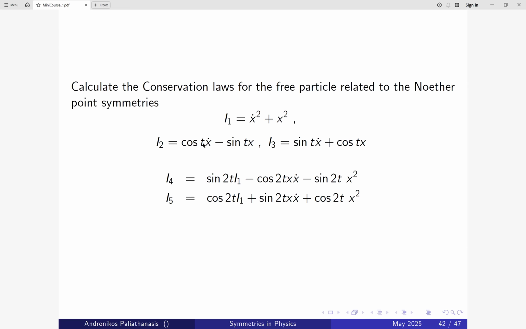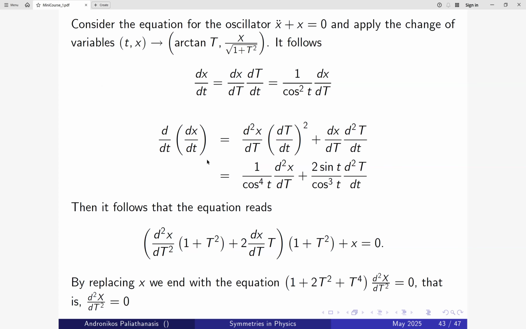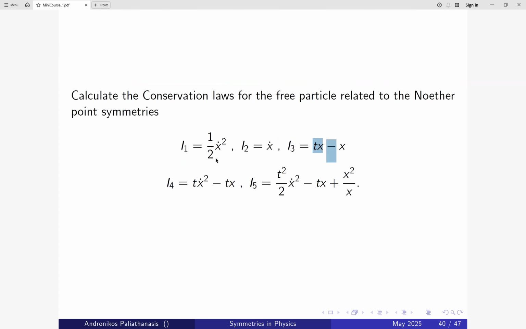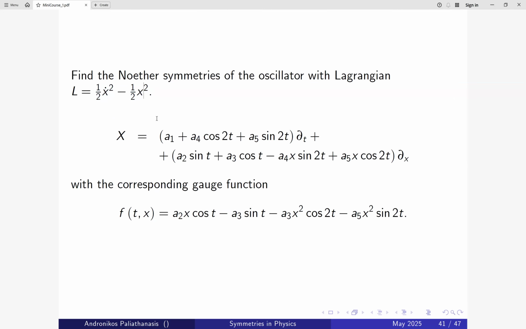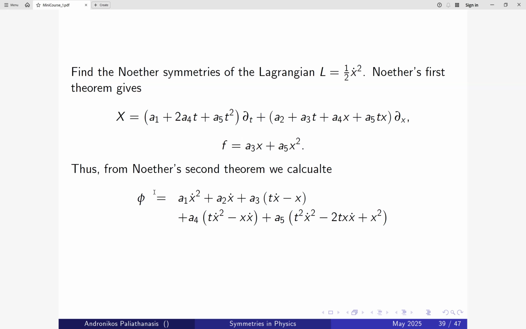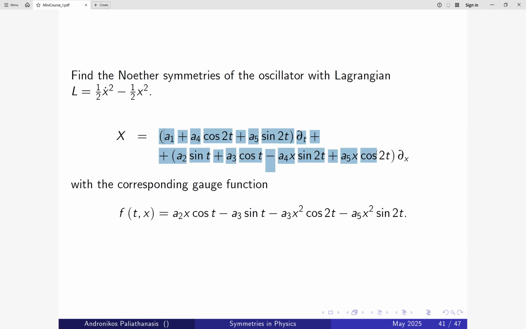I didn't present the Lie symmetries for the oscillator, but as you can see, the Noether symmetries are 5 for the Lagrangian of the free particle and 5 for the Lagrangian of the oscillator. We calculated the algebra of the symmetries and we find that they have the same algebra. The Lie symmetries have the same algebra too, but let's focus now on the Noether symmetries.